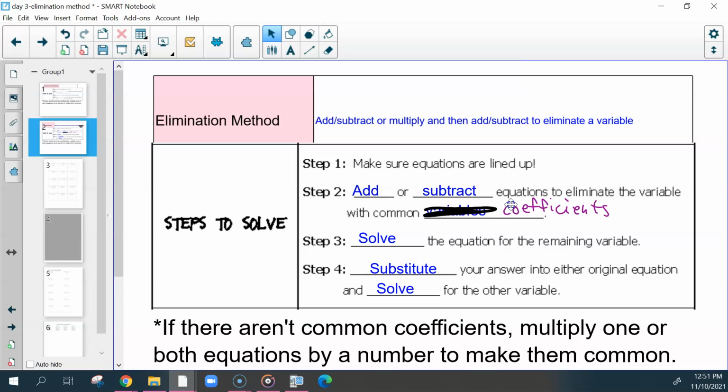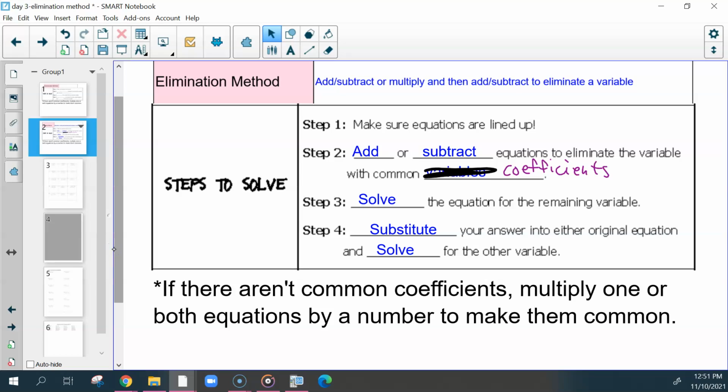Part of these steps are very similar to when we solve by substitution, because we're substituting a number back in and figuring out what the other one is. But how we start solving it is not. This note down here won't make a whole lot of sense right now, but when we actually do an example, it'll make more sense. If there are not common coefficients, we're going to multiply one or both equations by a number to make them common.